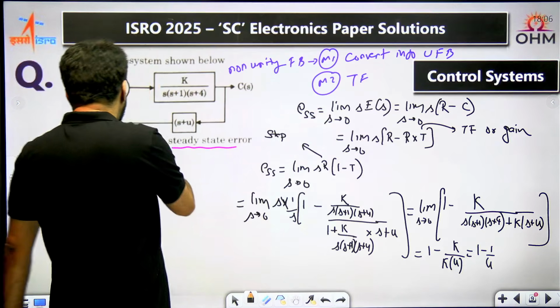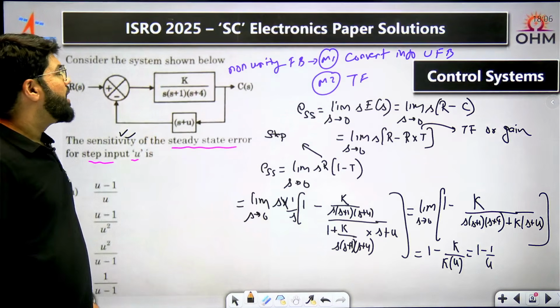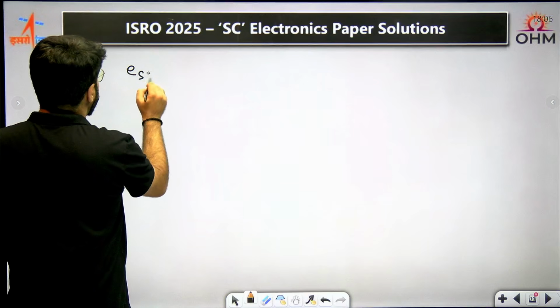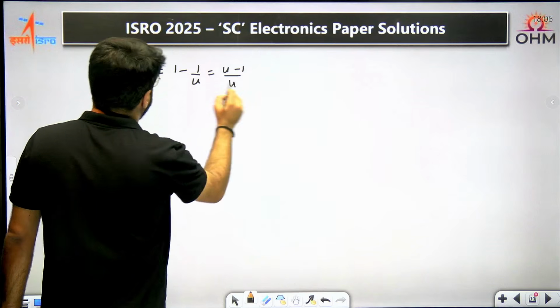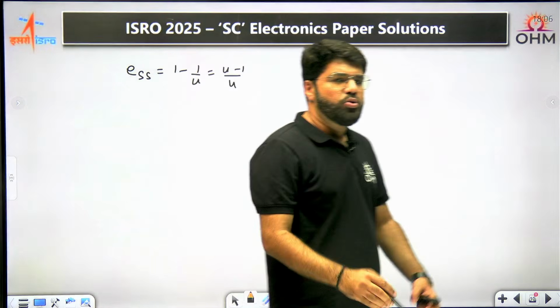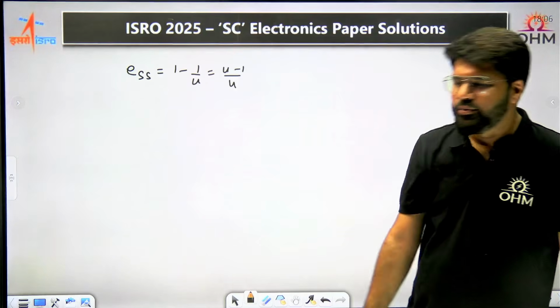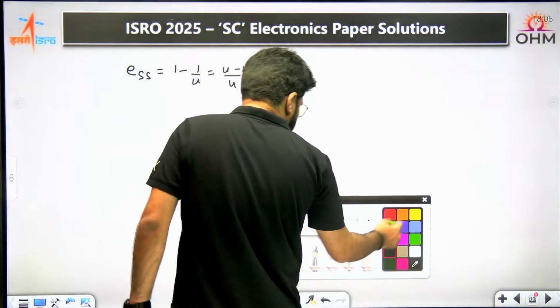But I now want the sensitivity of this error. Okay, I want the sensitivity of the error. Steady state error is 1 minus 1 by u, or let me write it this way, u minus 1 by u, which is definitely dependent on u. So how sensitive it is to this parameter u. Okay, so sensitivity.